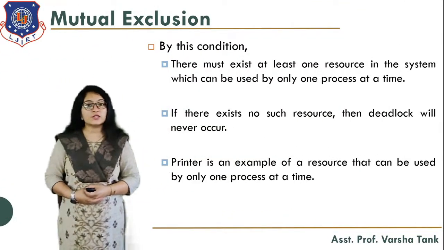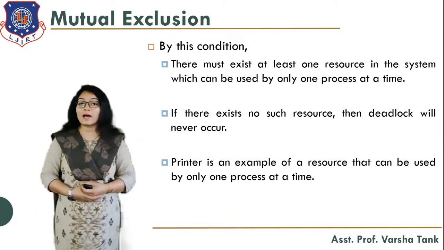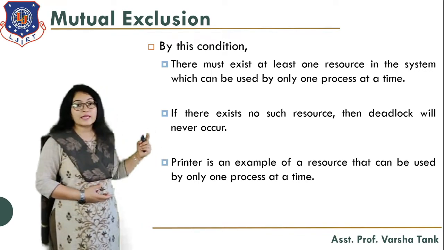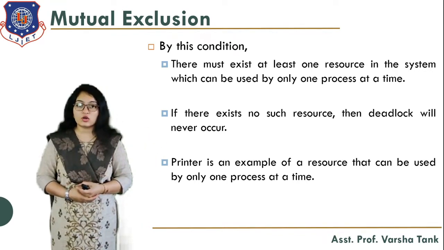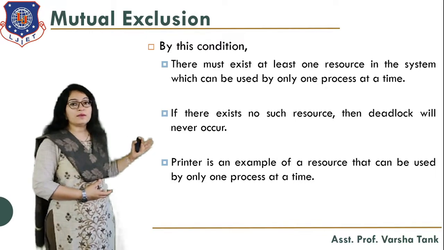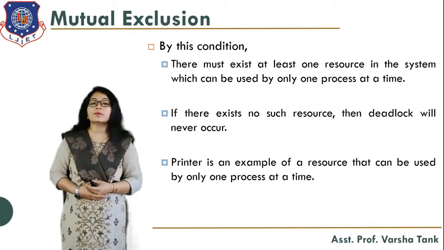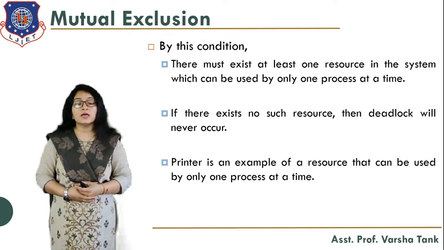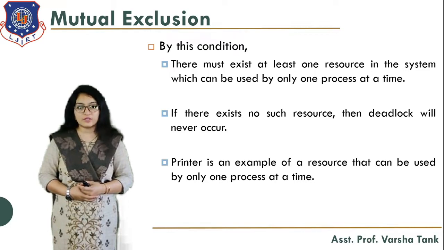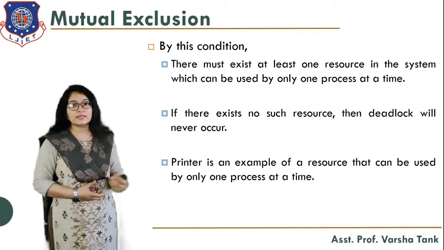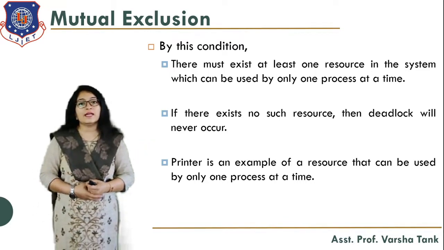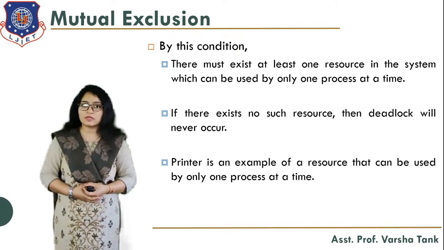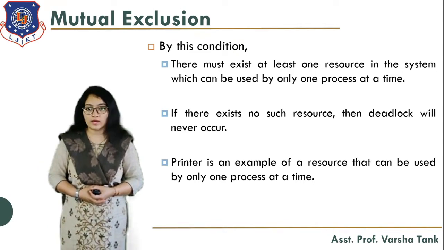So the first condition is mutual exclusion. By this condition, there must exist at least one resource in the system which can be used by only one process at a time. So if a non-shareable resource is there, then that resource should be used by one process at a time. If there exists no such resource, then deadlock will never occur.